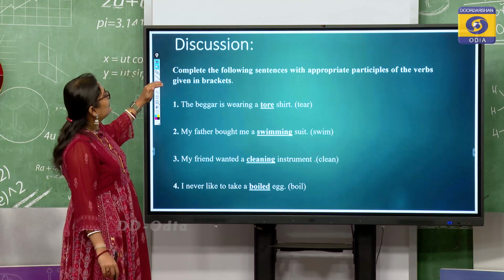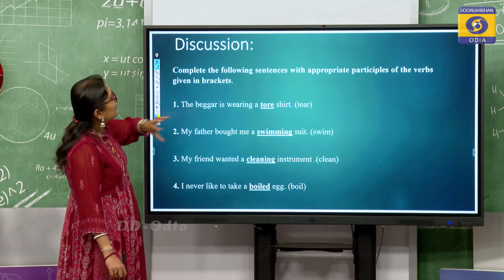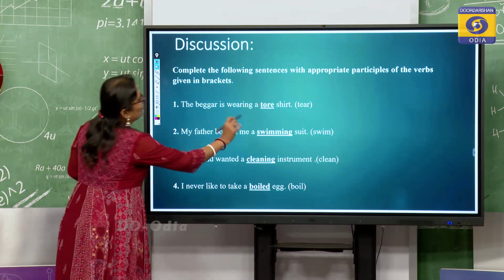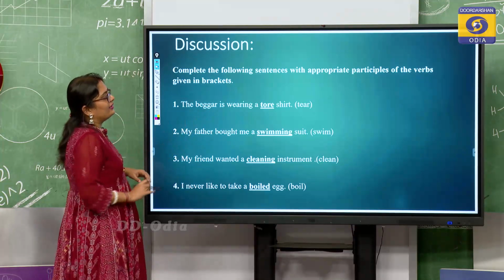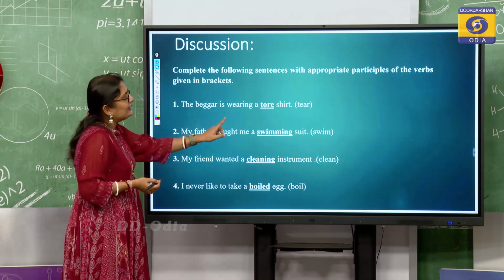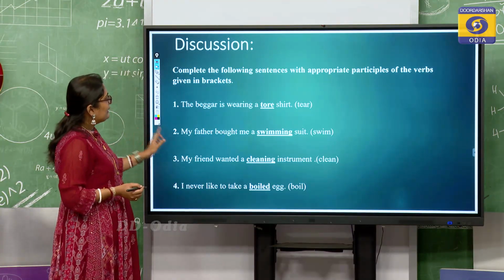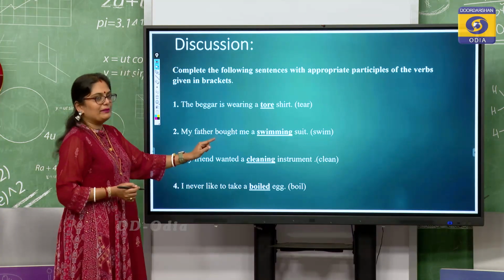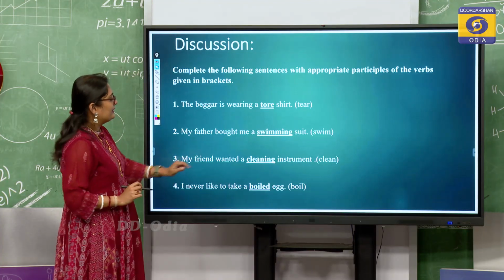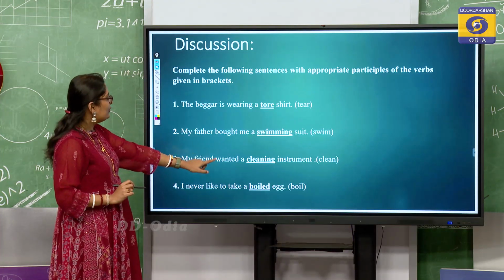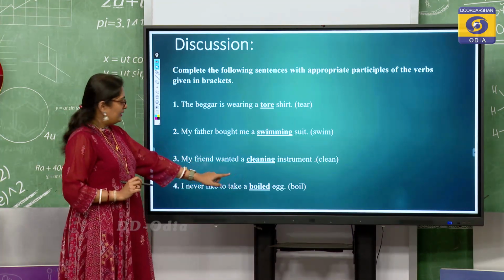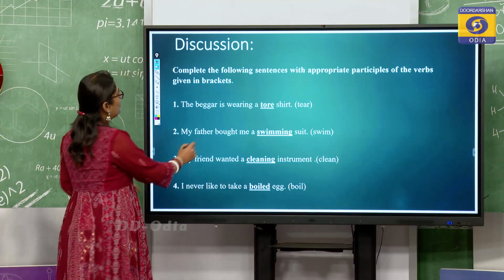Now, you get questions like: complete the following sentences with appropriate participles of the words given in brackets. The beggar is wearing a dash shirt. Supposing the word is tear, you can use tore or you can also use torn, T-O-R-E or T-O-R-N. Similarly, my father brought me a dash suit. The word is swim. What can you use? Swimming suit. My friend wanted a cleaning instrument. The word would be clean. So, what can you use? Cleaning. I never like to take a boiled egg. Supposing the word is boil. The word used can be boiled.